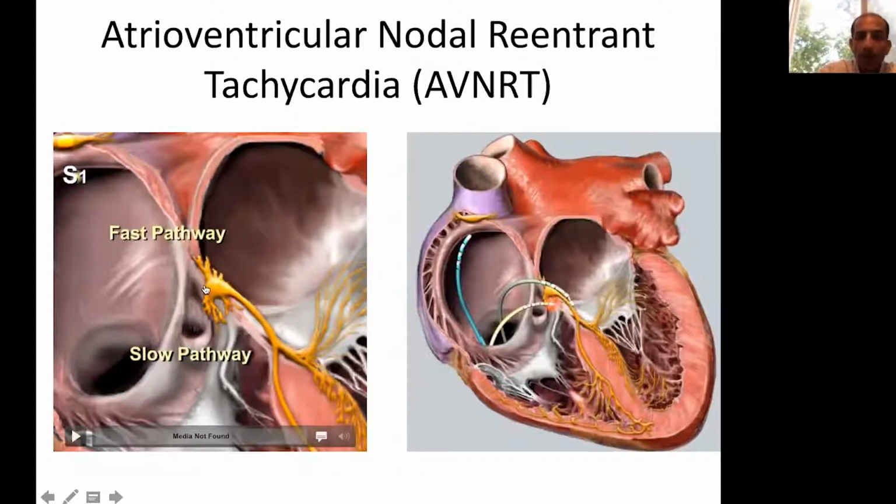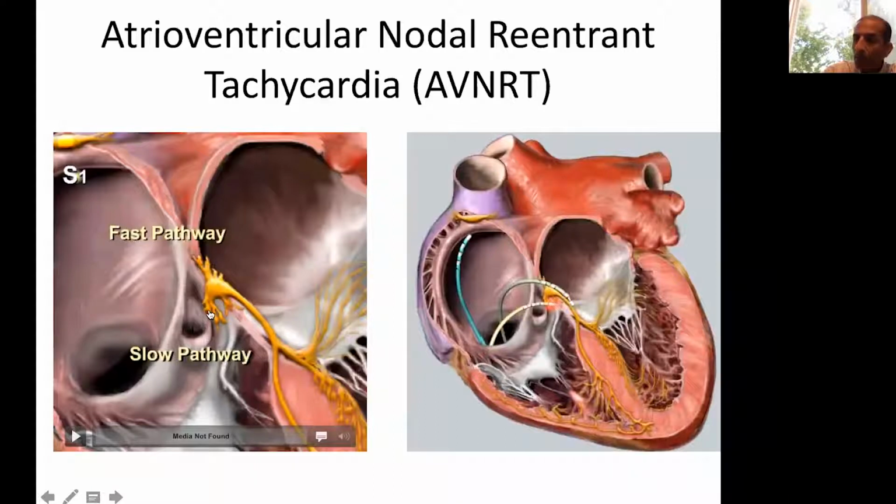Some patients have two ways to go down the AV node. One is called the slow pathway, one is called the fast pathway. In these patients, they suddenly go down the slow pathway and come back up the fast pathway. Normal conduction goes through the fast pathway. They get an extra beat that blocks in the fast pathway, goes down the slow pathway, and now the fast pathway is ready to conduct back, and they can come back up the fast pathway, and that is the kind of tachycardia they go in. When this happens, we refer to it as AV node reentry tachycardia.